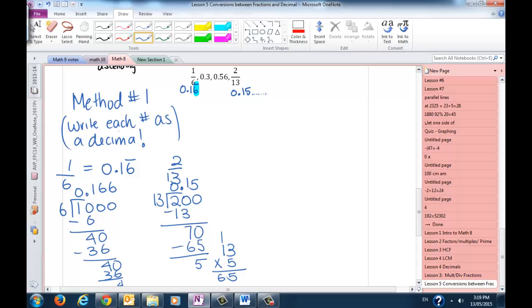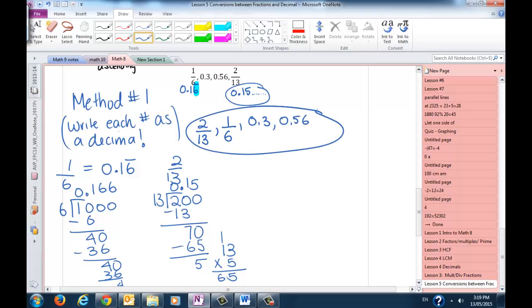So I'm going from smallest to biggest, ascending order. My smallest number I can see right now is 2/13. I'm not going to write 0.15 because the numbers that I was given was 2 over 13. The next smallest number is 1/6. And then I have 0.3. And then I have 0.56. And this is my solution. I always recommend students write the numbers that they were given in their answer, and then there's no confusion at the end.